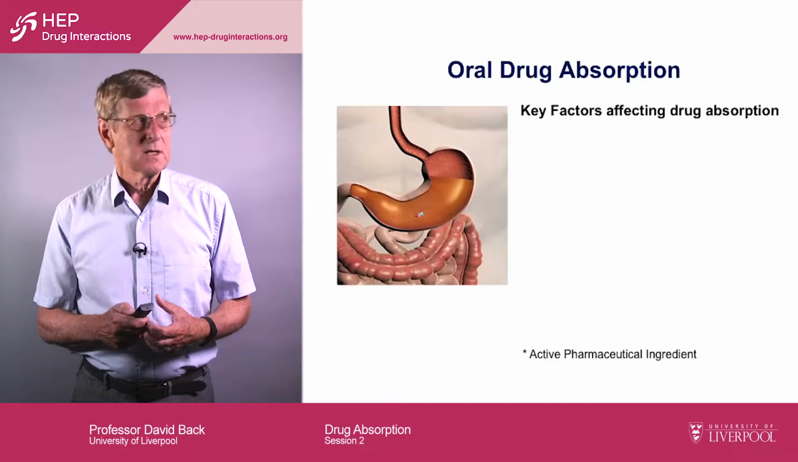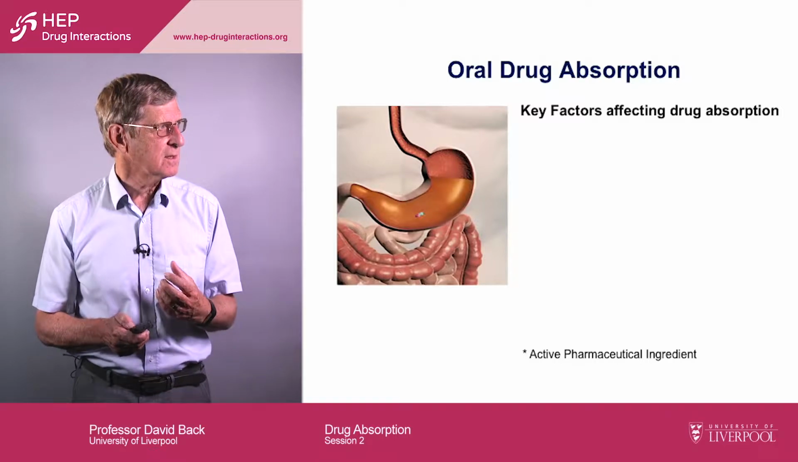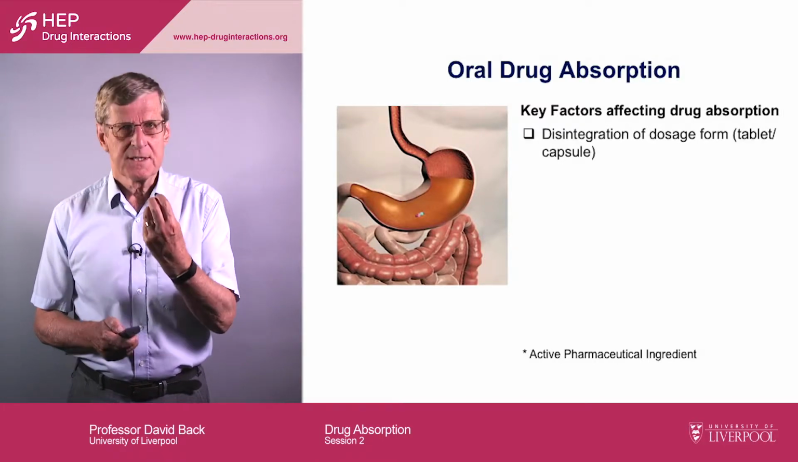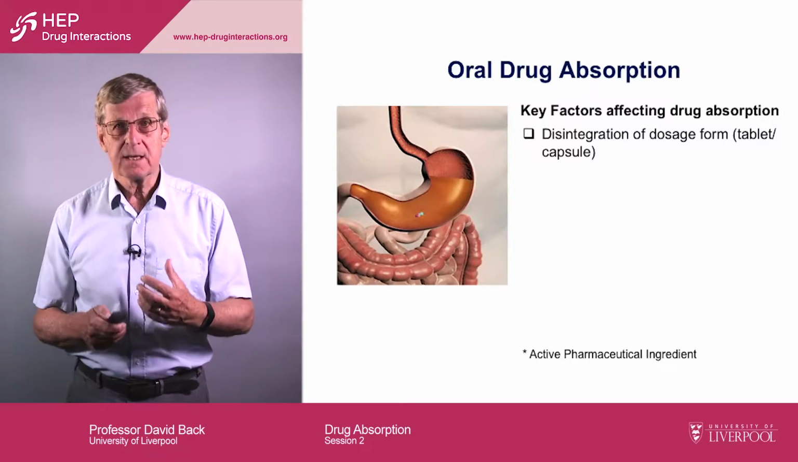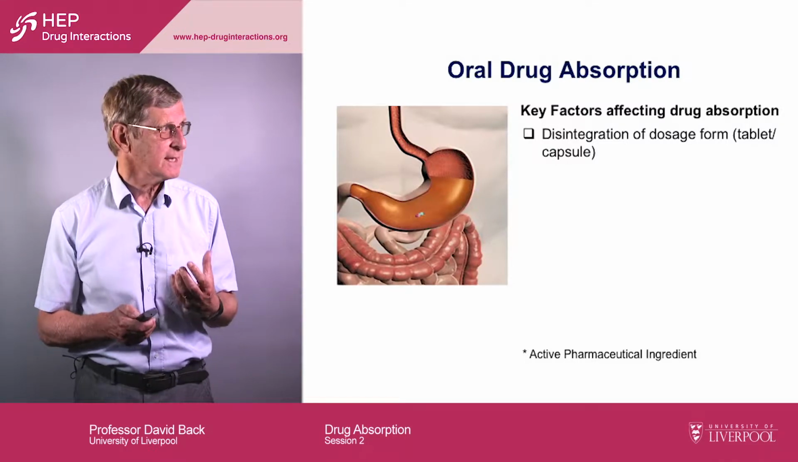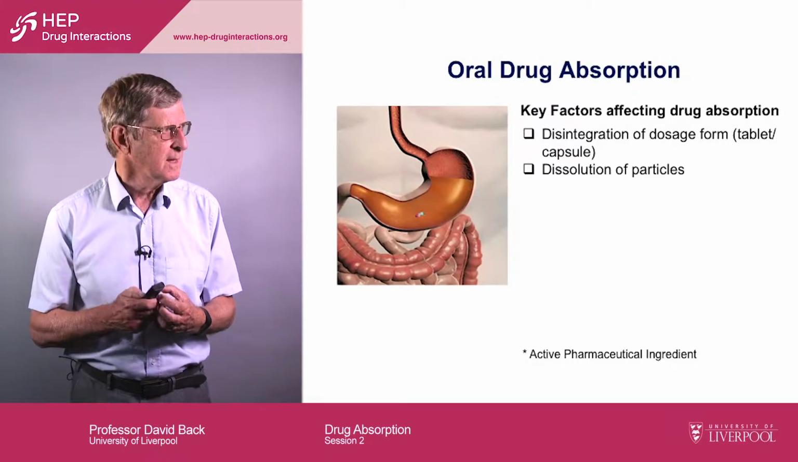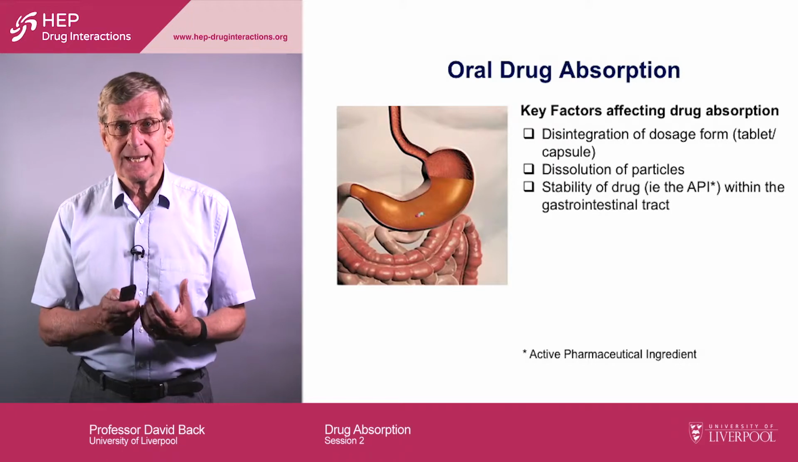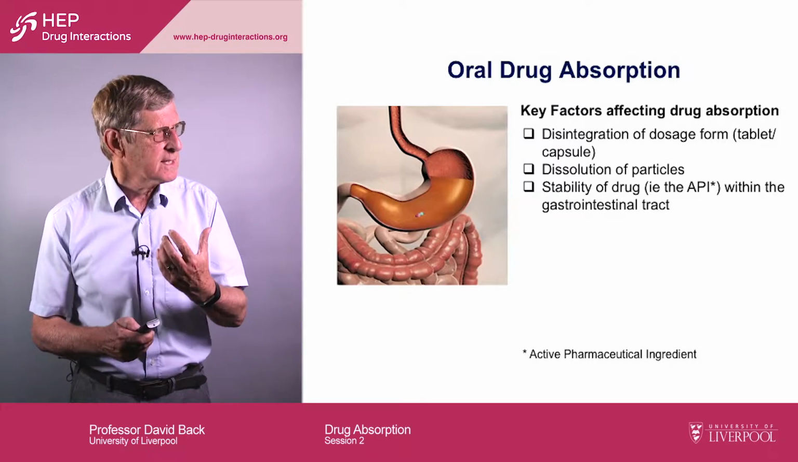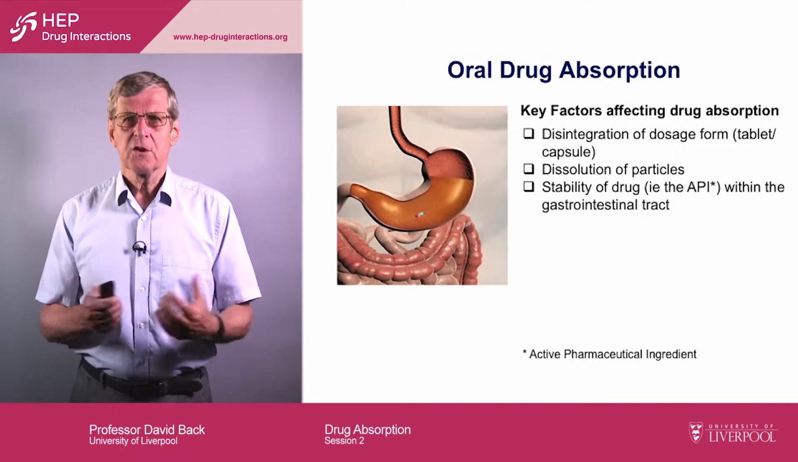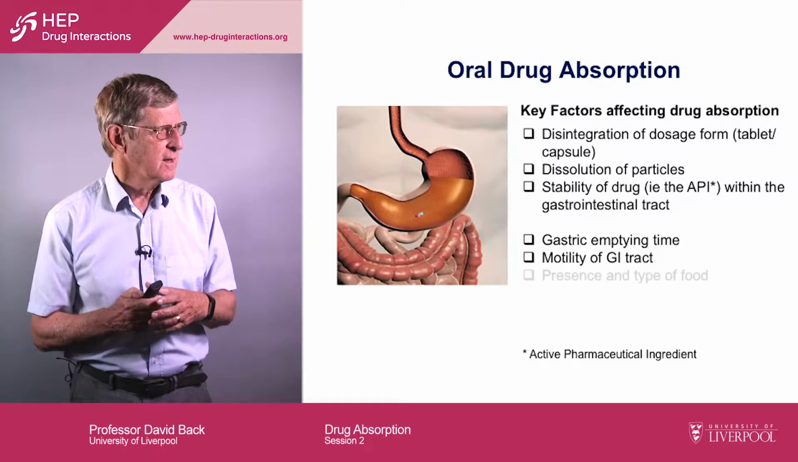So let's think about oral drug absorption. There are certain factors about the drug itself which we have to take into consideration. So disintegration of the dosage form, a tablet or a capsule, it has to disintegrate, and that can occur in the stomach and in the upper part of the gastrointestinal tract. And then the dissolution of the particles of the tablet or the capsule. And then we have to ask the question, how stable is the drug itself, the active ingredient in the gastrointestinal tract?